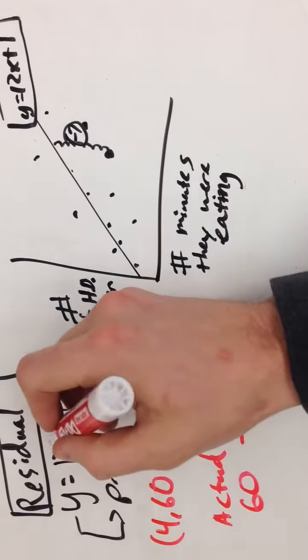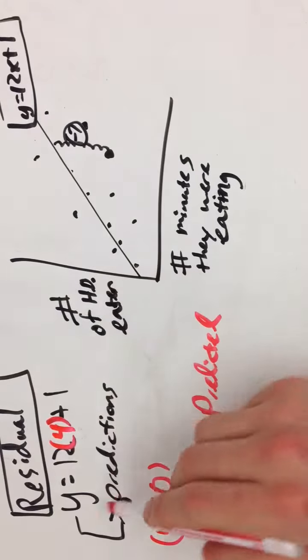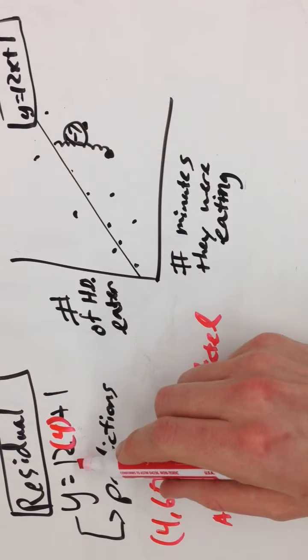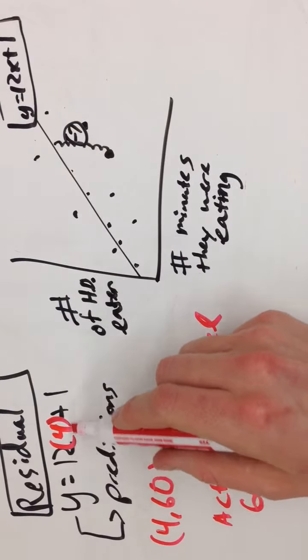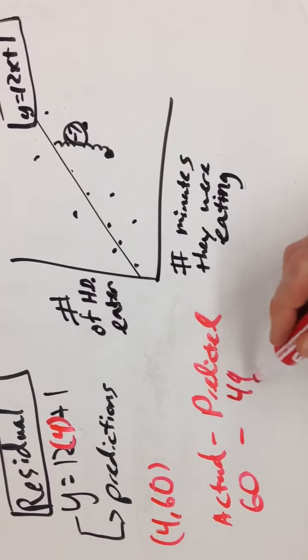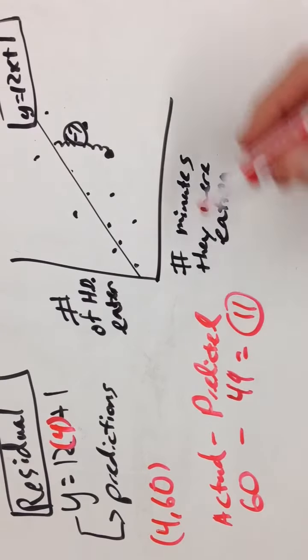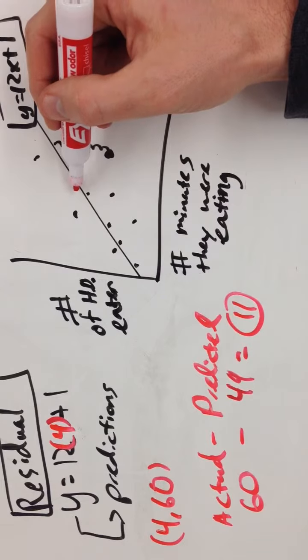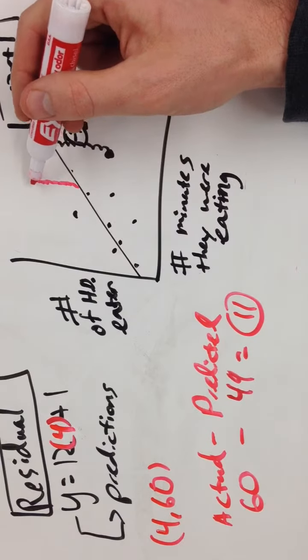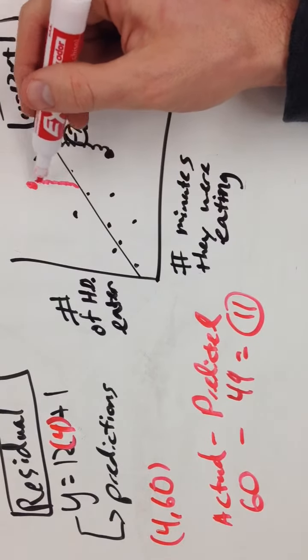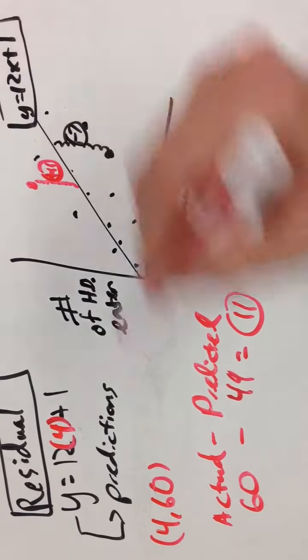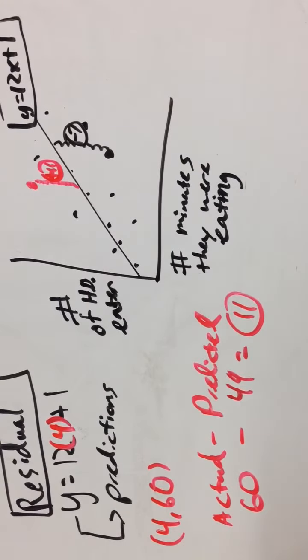Well, I'm going to plug in that 4 for x to make a prediction with my line of best fit. So 12 times 4 is 48, plus 1 is 49. So this person went 11 above what we predicted. So they went 1, 2, 3, 4, 5, 6, 7, 8, 9, 10, 11. That's where their dot is, plus 11 from where we expected it to be.